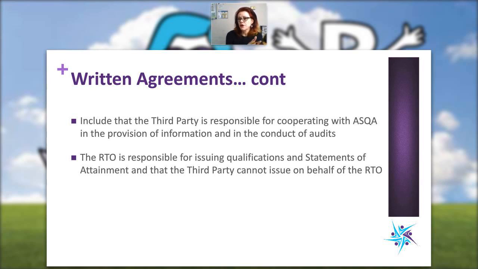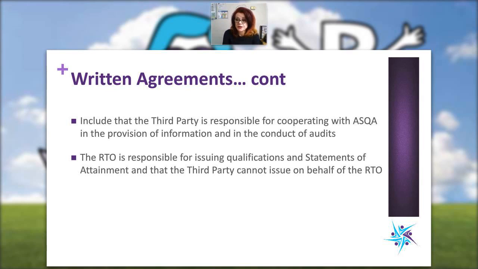If you don't declare that you have a third-party arrangement and go to audit, you put your RTO at risk of them finding out that you do have a third-party arrangement in place and that you haven't notified ASQA of that. So you need to ensure that you do notify ASQA of any third-party arrangements and how you're managing those, and that in the written agreement with that third party, the third party understands what their responsibilities are with regards to the conduct of ASQA audits.